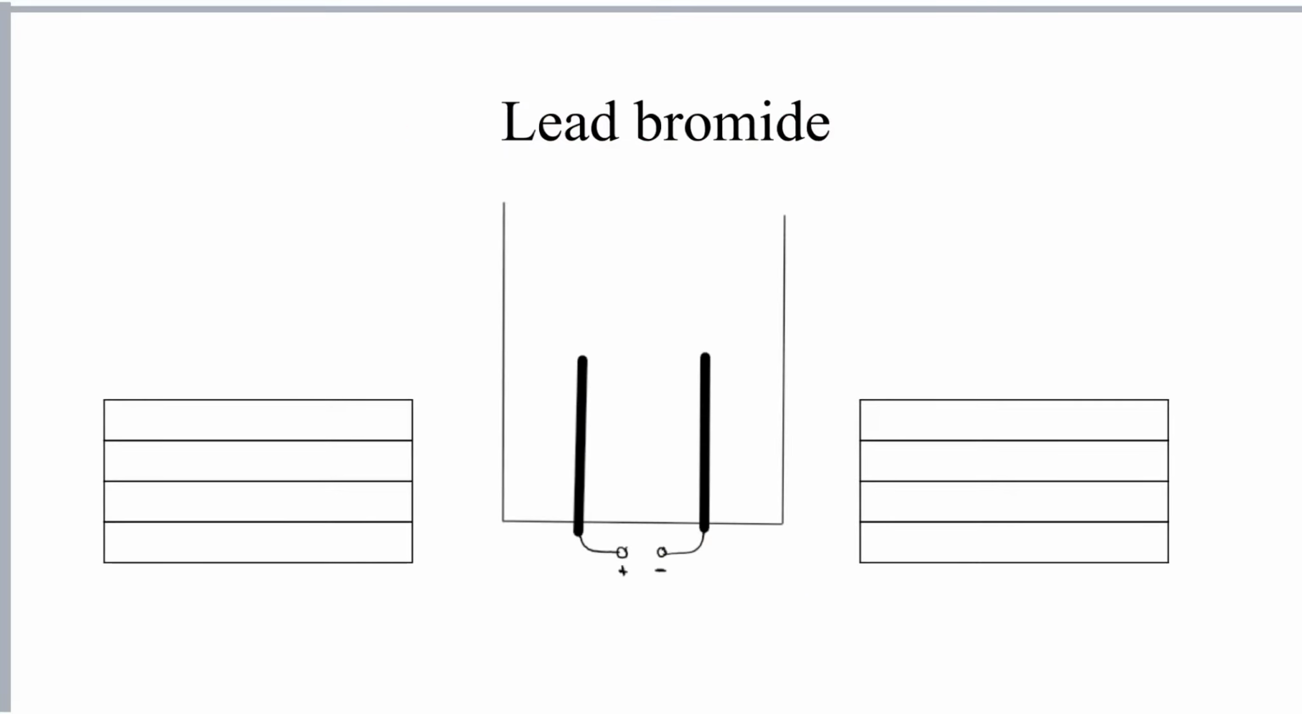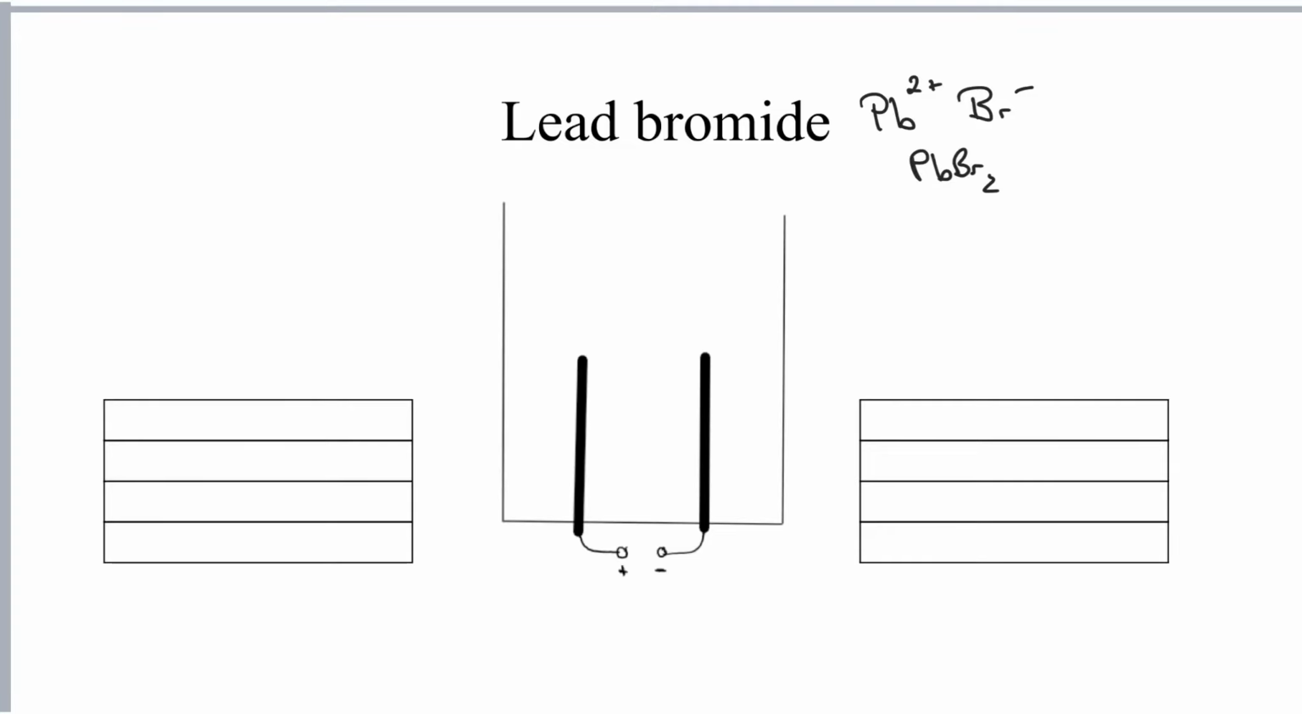Now let's have a think about lead bromide. This is an ionic compound, and we often do this in the lab because for ionic compounds, lead bromide's got a reasonably low melting point. Now, lead has got Pb2+ ions, and bromide has got Br- ions. So therefore the formula of lead bromide is PbBr2.